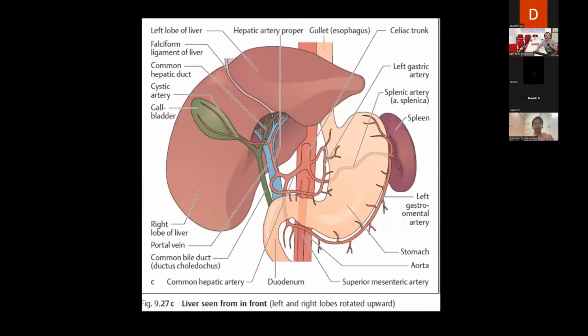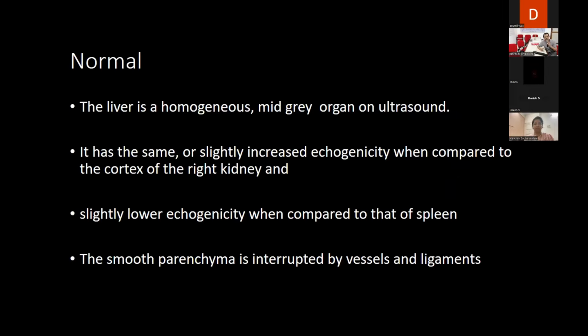And in the hilum of the liver, the porta hepatis, as you can see, is the bile duct anteriorly, and behind the bile duct is the hepatic artery, and posteriorly is the portal vein. So as we all know, ultrasound today is an extension of the physical examination. So I would also share a few pictures of an ultrasound view of the liver. The liver on ultrasound is a homogeneous mid-gray organ. It has the same or slightly increased echogenicity when compared to the cortex of the right kidney, and slightly lower echogenicity when compared to that of the spleen.